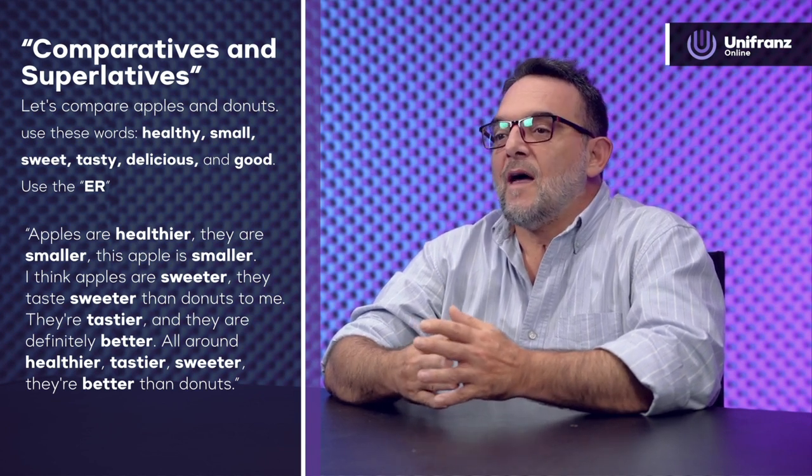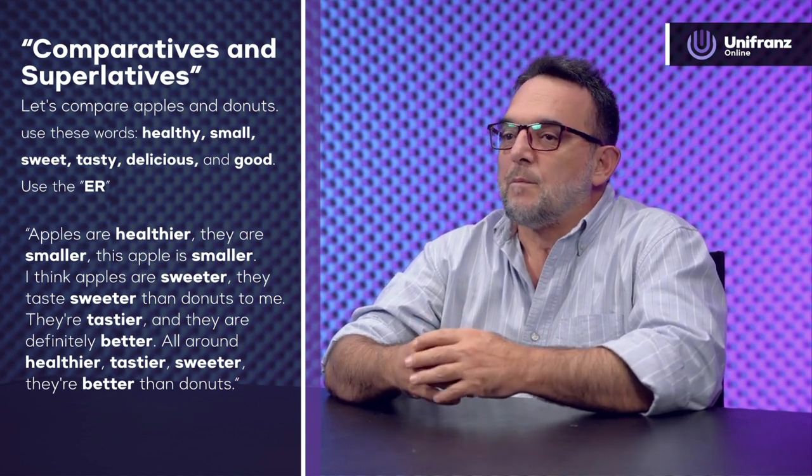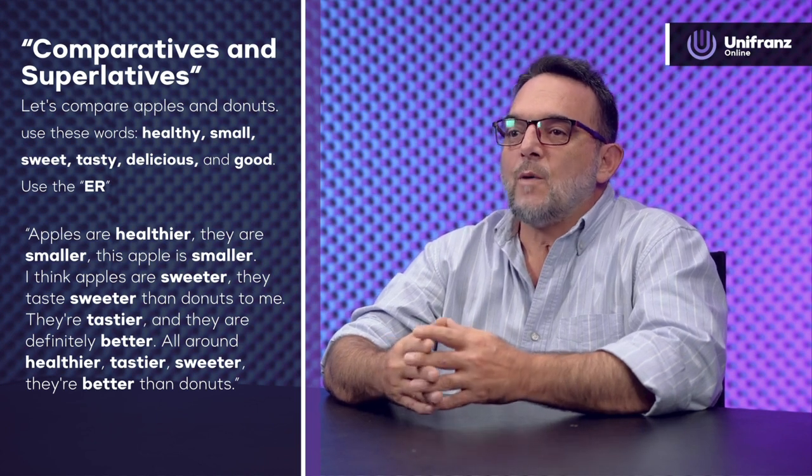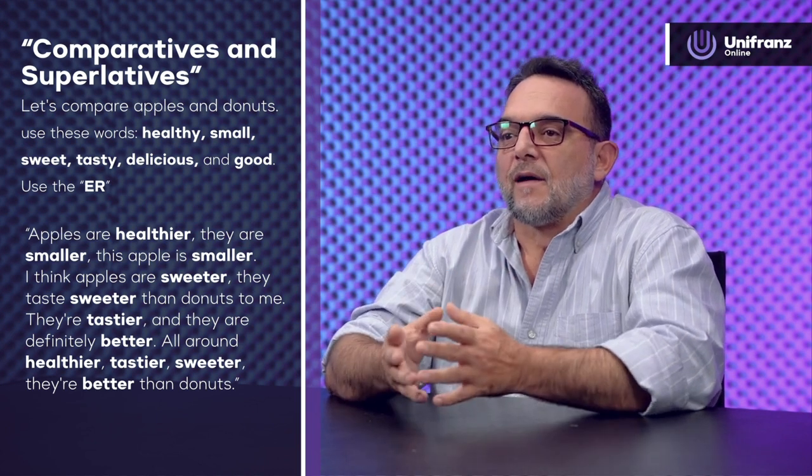All around healthier, tastier, sweeter, they're better than donuts. So that's how we can compare, right? Right there. Remember, if I use a word like healthy with a Y at the end, I change the Y to I and add ER. If it's a long word like delicious, that's 3 syllables. Long words are going to use the word more and not the ER. And of course, words like better are special words. Don't say gooder apples. Apples are better.